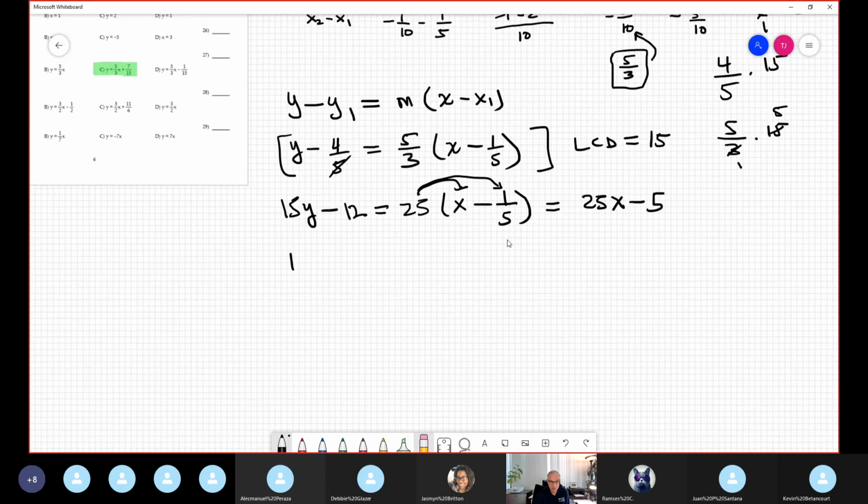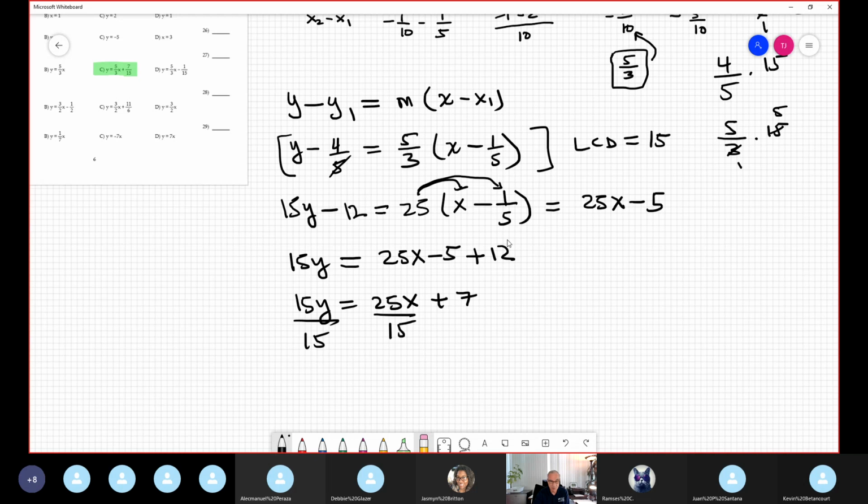Well, this is 15y is equal to 25x minus 5 plus 12. I move 12 to the other side, I change the sign. 15y is equal to 25x plus 7. Finally, divide everything by 15. Y alone is equal, okay, in this case, you reduce a little bit to the lowest terms, because it's obvious that the slope is 5/3, no?